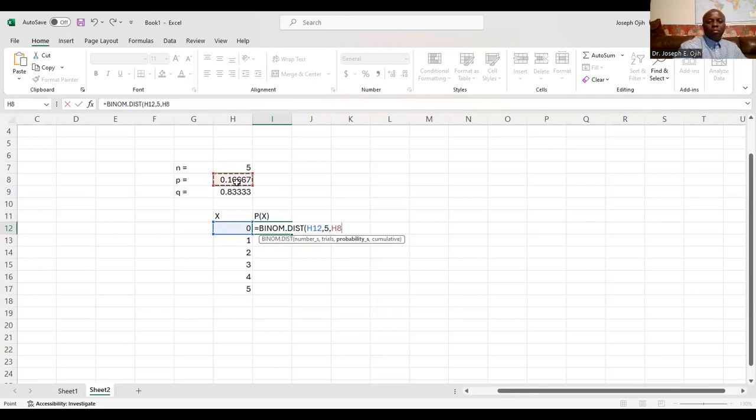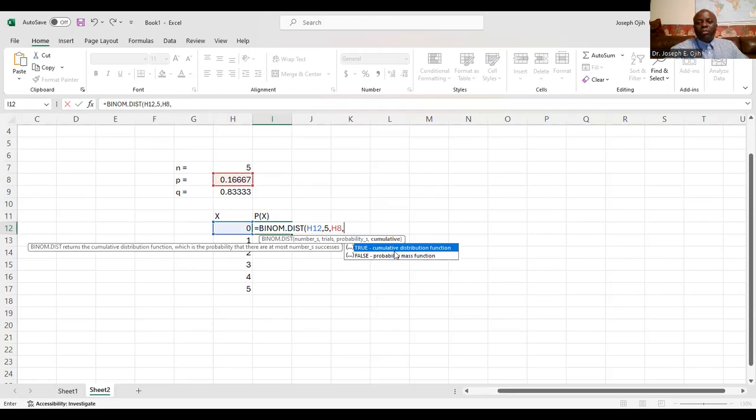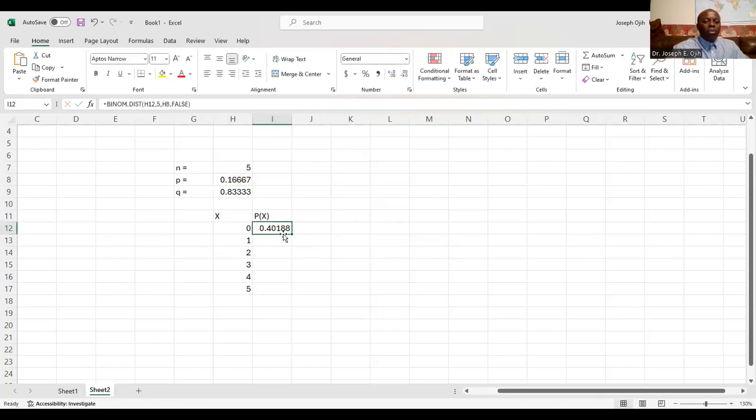That's not what it is. Then true. I don't want true because I want the individual probability. If we say true, that means it will be cumulative. So I just type false, so it will give me the individual probability for each trial. Once you do that, you can just copy it down. Oh, I know why it's doing this. I'm going to fix it now.